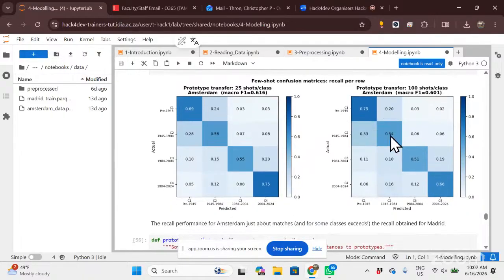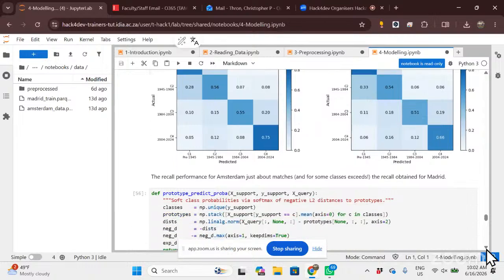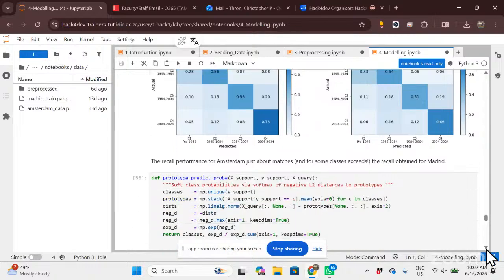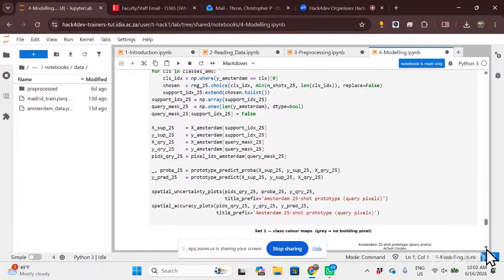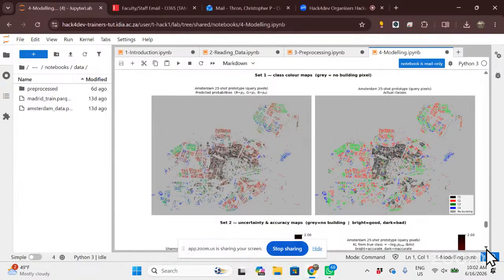Once again, these two classes are highly confused. These two classes are somewhat confused. Class 2, again, is being over-predicted, but this really is not bad. So this is what I want you to do better. You can do better than this. And these are the same plots for Amsterdam.